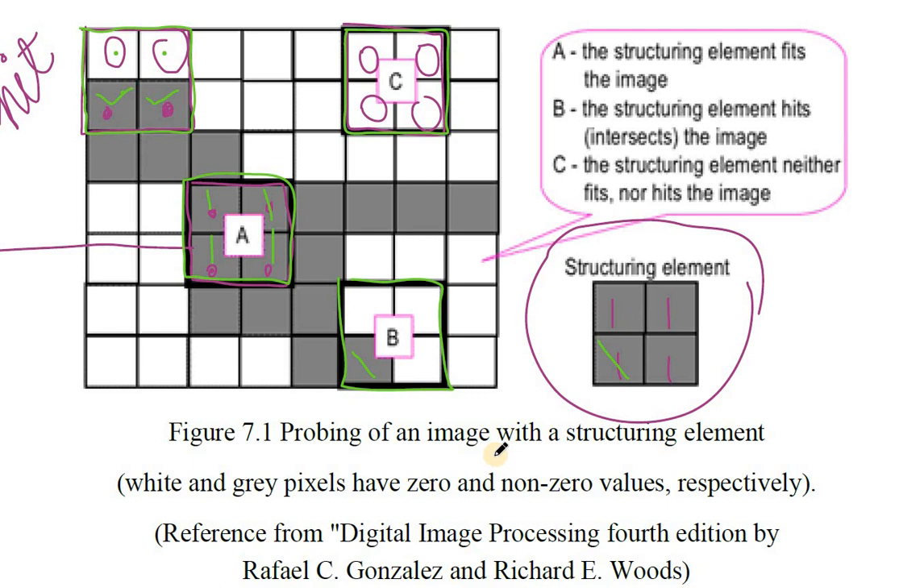This is the concept of hit. If there is an intersection, 1, 2 or 3 are matching, but all are not matching, then it is a hit. If all are matching, then it is a fit. And if nothing is matching, then it is neither a hit nor a fit. So the structuring element neither fits nor hits the image. Here the structuring element fits the image. Here the structuring element hits the image because there is an intersection. Here also the structuring element hits the image because there is an intersection. It is matching at 2 places, not matching at 2 places.